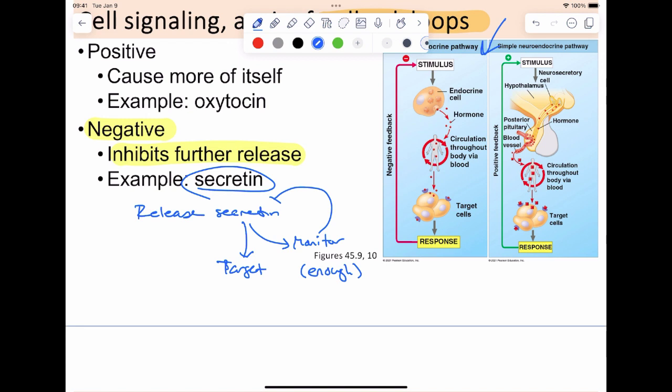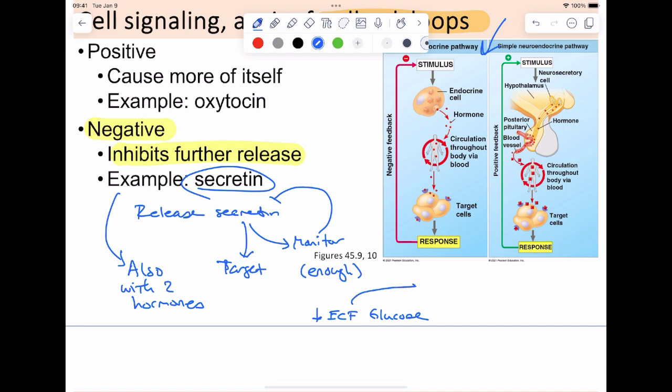We can also witness this with two hormones fighting each other. So this is just an on-off switch. We could also do this with hormones. A famous example of this would be you have low extracellular fluid glucose. If you have low extracellular glucose, what you need to do is jack it up. So how would you do that? Do any of you know the hormone? It's one that almost never goes wrong, so most people don't know it, but it's called glucagon. What glucagon is going to do is jack up your blood glucose. Then it's going to be high.